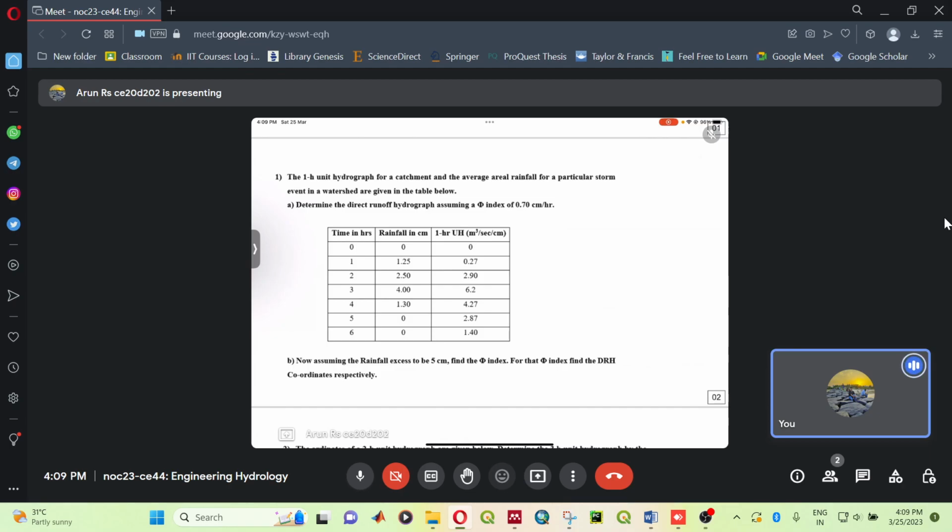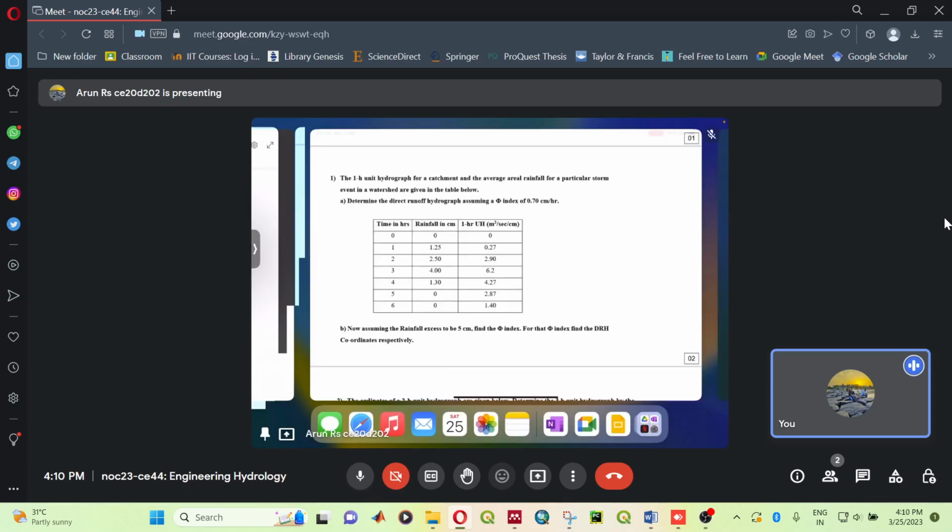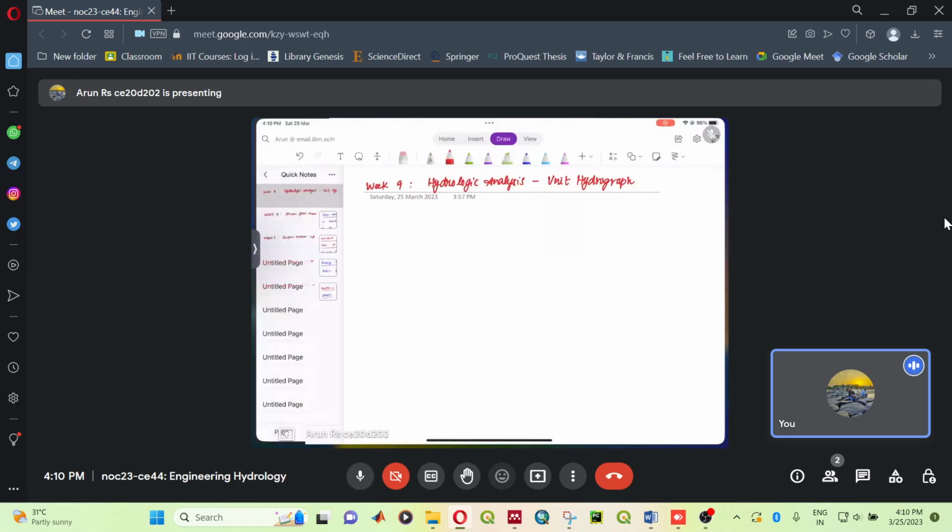So if you see the table, we have the duration, which ranges from 0 to 6 hours, and in each 1 hour duration we have different rainfall events that happen, and the 1 hour unit hydrograph coordinates are given for this particular catchment. Now we'll see how to solve this kind of question.